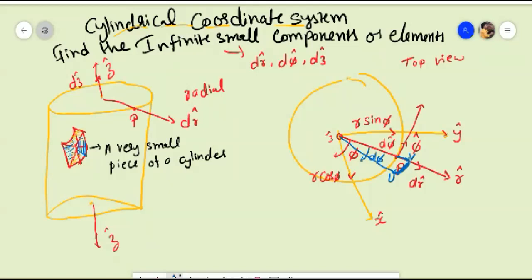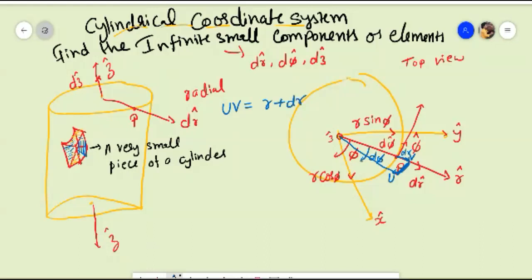We know that this length is dr, and this length is d phi. Now we need to find the value of u and v. So what will be equal to u and v? We can just write it down here. u v will be equal to r plus dr.